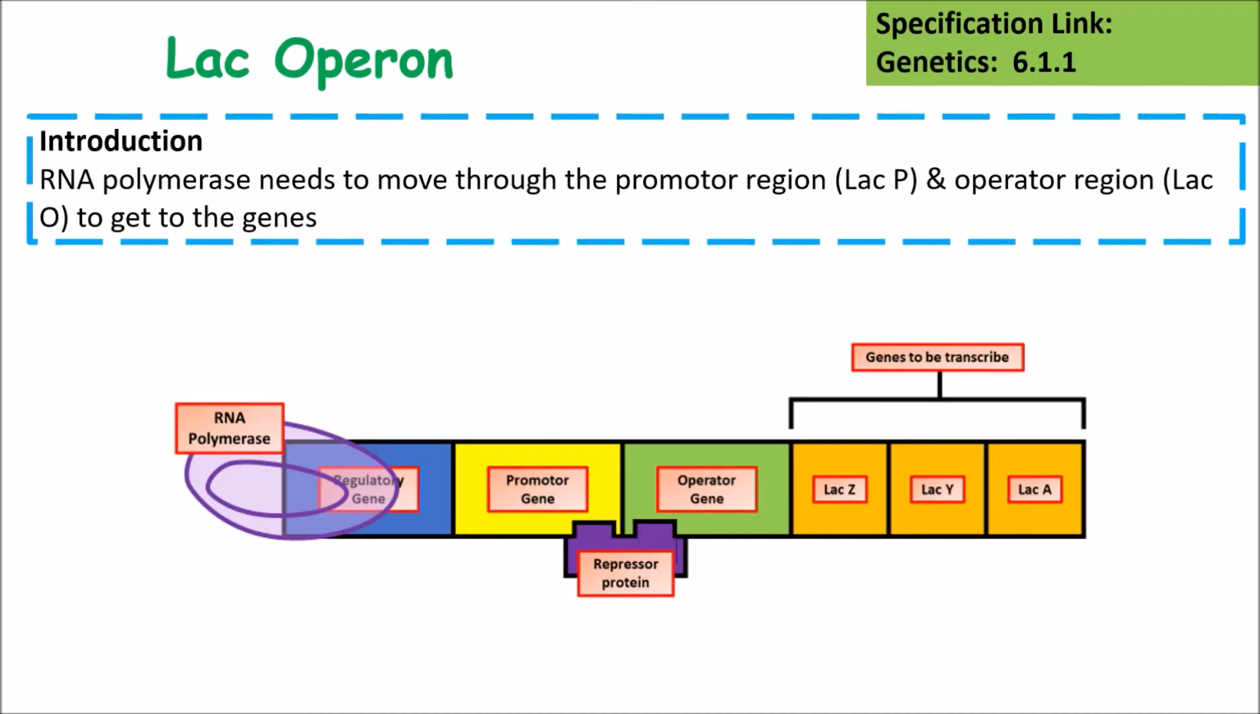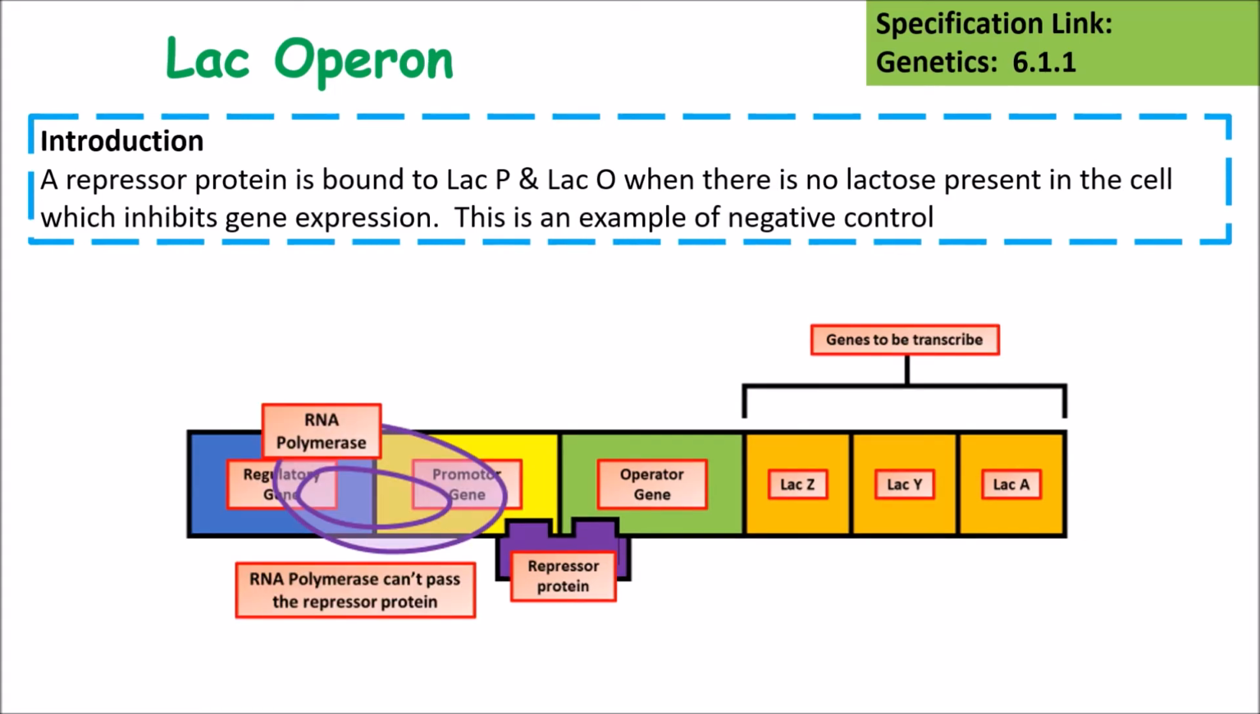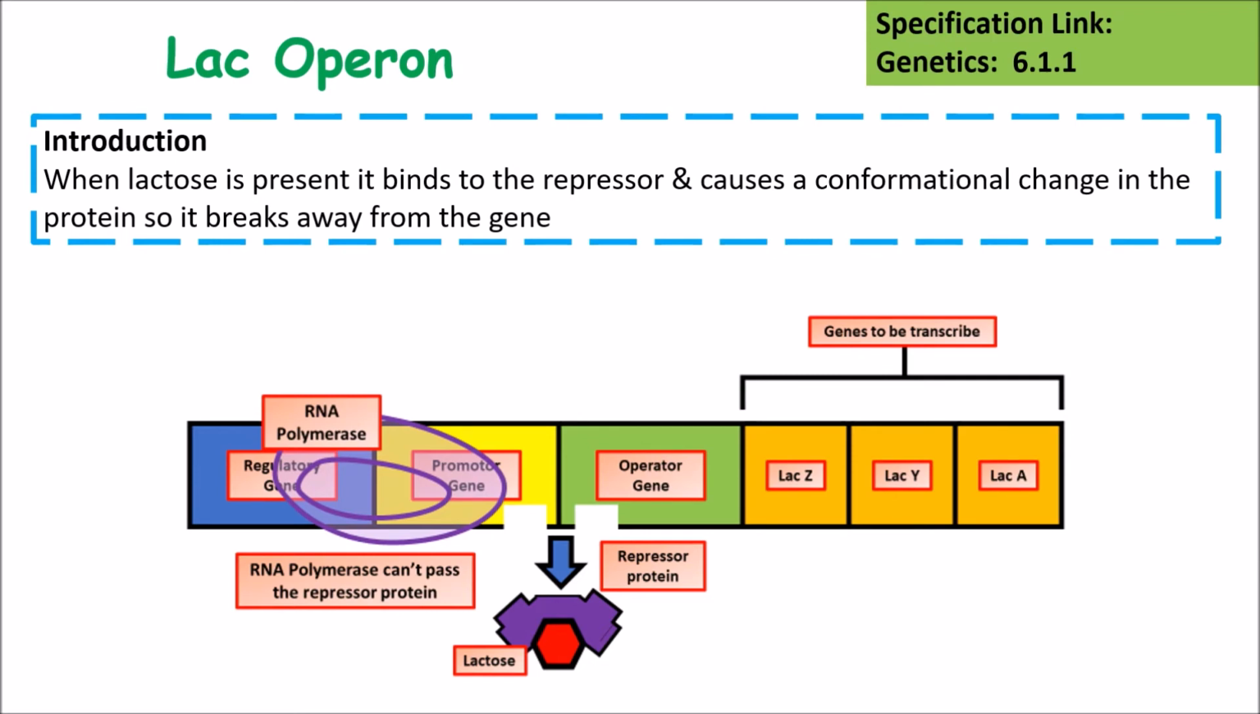RNA polymerase needs to move through the promoter region, Lac P, and the operator region, Lac O, to get to these genes. So a repressor protein is bound to Lac P and Lac O when there is no lactose present within the cell, which inhibits gene expression. So this is an example of negative control. When lactose is present, it binds to the repressor and causes a conformational change in the protein, causing it to break away from the operon.